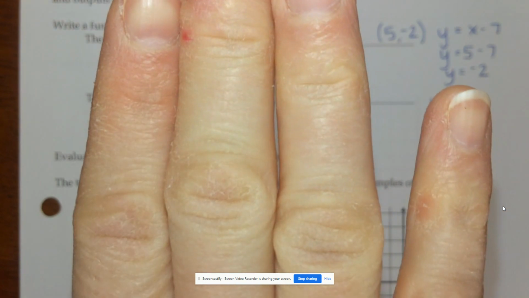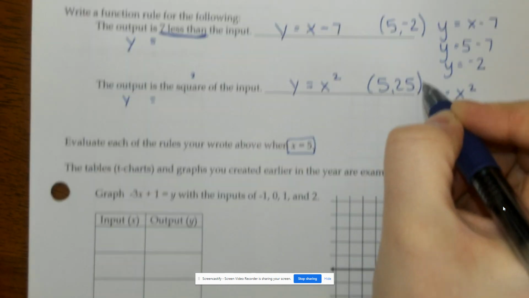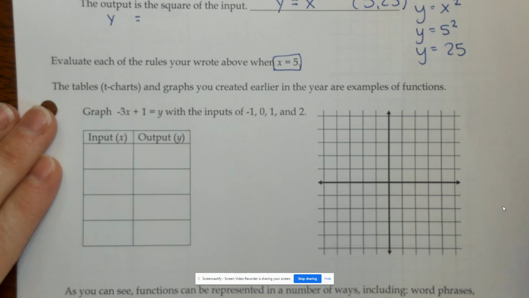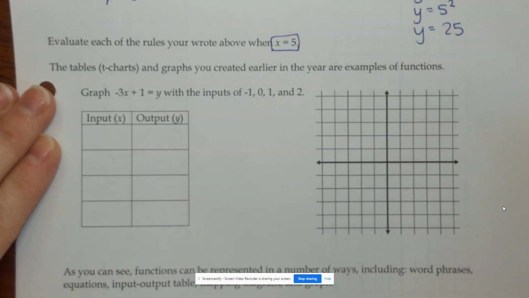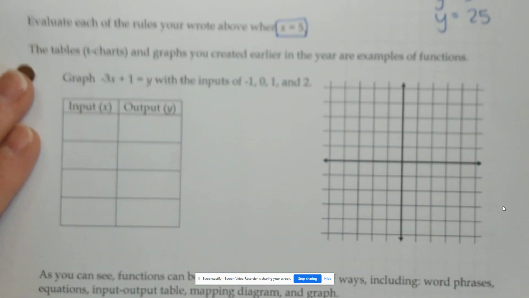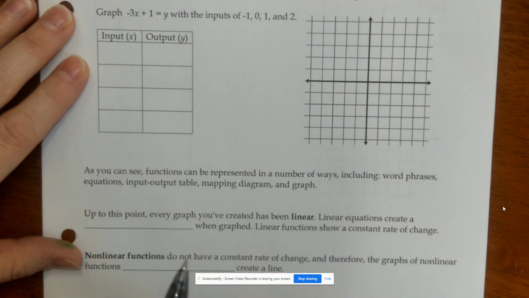So let's see, y equals 25. If the input is 5, the output is 25. All right, evaluate each of the rules you wrote above when x equals 5. We just did that. The tables, t-charts, and graphs you created earlier in the year are examples of functions. Graph negative 3x plus 1 equals y with the inputs of negative 1, 0, 1, and 2.